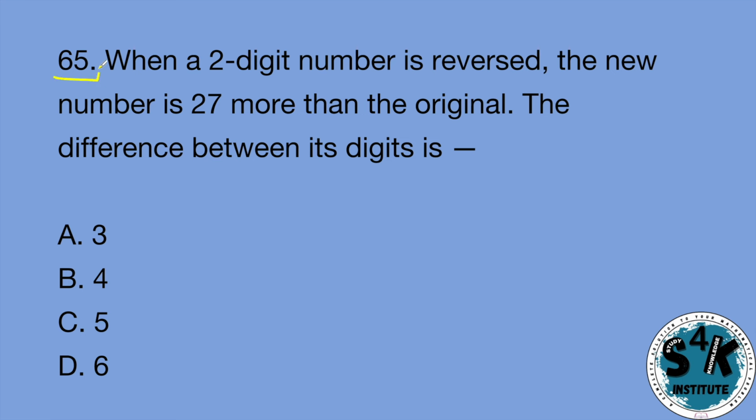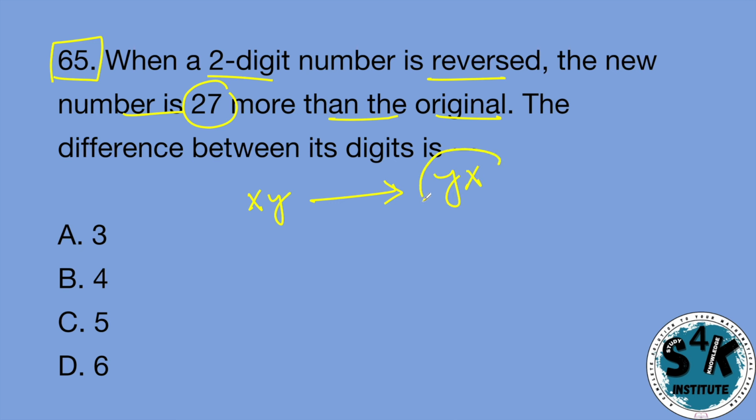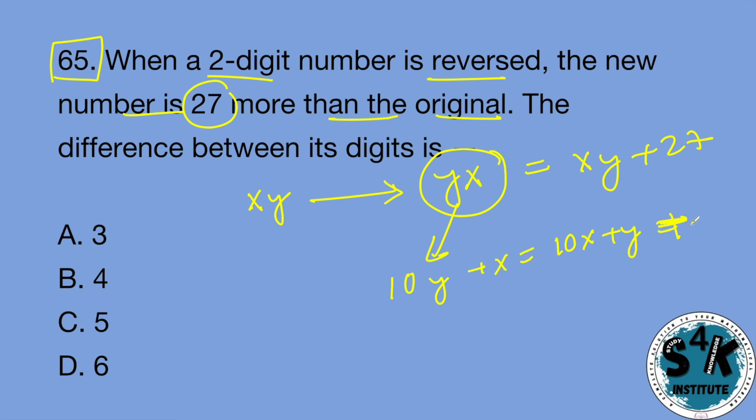Okay, let's do the last question, and this is a very interesting question. A 2-digit number is reversed, the new number is 27 more than the original number. So let's take the original number as xy. Now you reverse the digits, and the reversed number is 27 more than the original number. So you know the expansion of this, you can write this as 10y plus x is equal to 10x plus y plus 27.